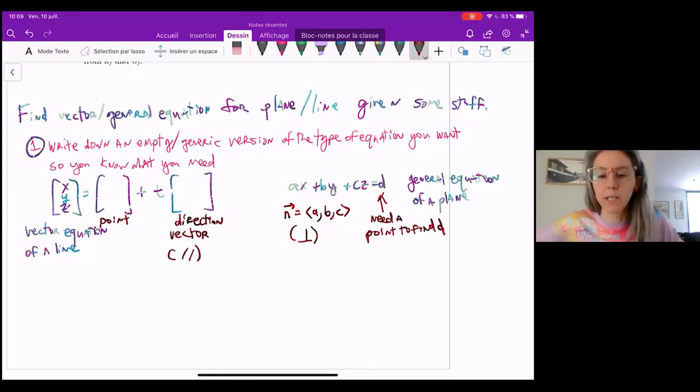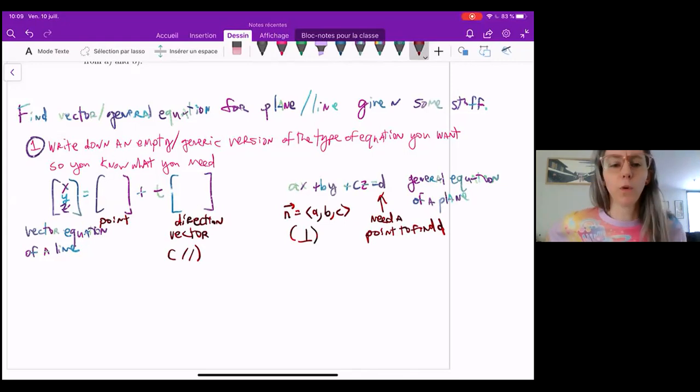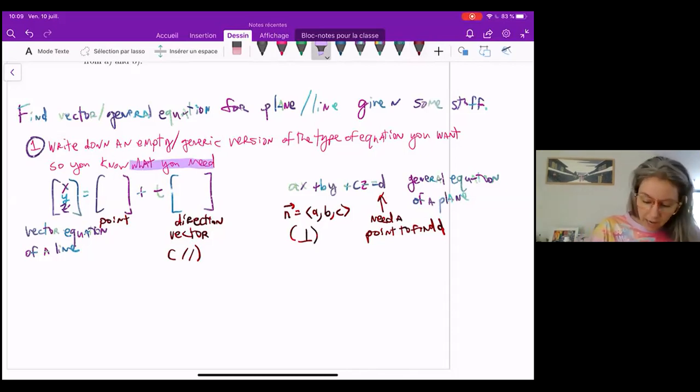So that would be a good place to start, just by writing down your generic equation and asking, what do I need? So the first thing is figure out what you need. Now, the second thing is figure out what you have.